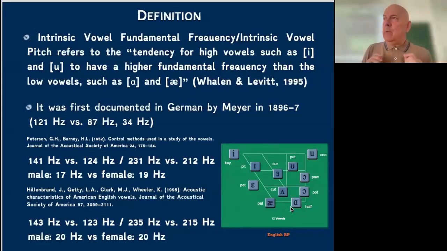The phenomenon was first documented with respect to German in the late 1800s by Meyer. In fact, you see that the intrinsic vowel F0, let me call it IF0, just not to complicate matters and forcing me to be a bit consistent, was 34 hertz. So that was sort of the average difference between high and low vowels, which in general terms is actually quite big in comparison to many other languages.